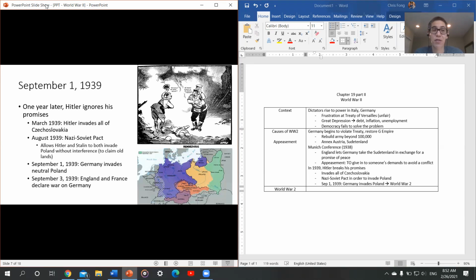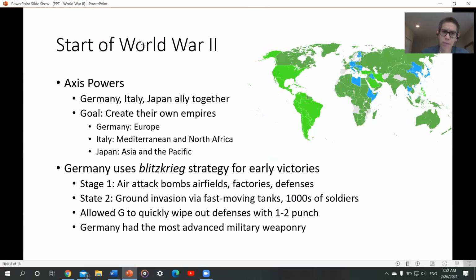Regardless of the what-ifs of history, World War II begins in September of 1939. And within the first 9 months, Germany is able to acquire a huge number of victories.